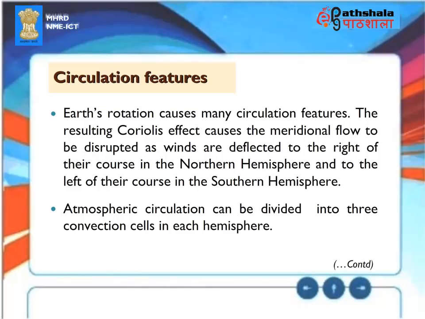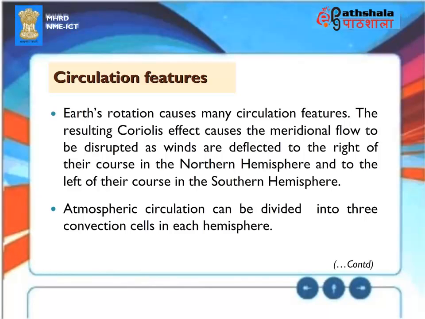Circulation features. Earth's rotation causes many circulation features. The resulting Coriolis effect causes the meridional flow to be disrupted as winds are deflected to the right of their course in the northern hemisphere and to the left of their course in the southern hemisphere.